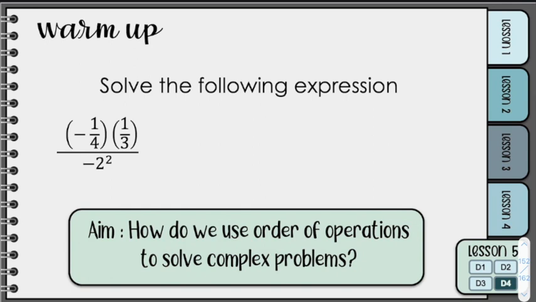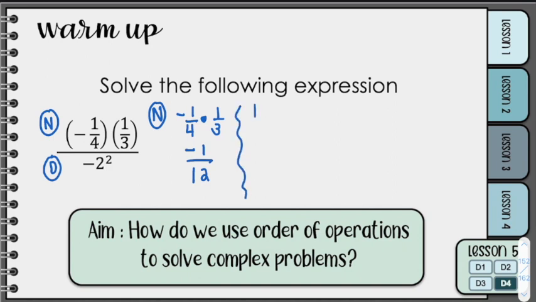So we have a complex fraction, so we need to simplify the numerator, then the denominator, and then we'll divide in step 3. Okay, so with the numerator, we have negative 1/4 times 1/3. So we have negative 1/12 as our answer.